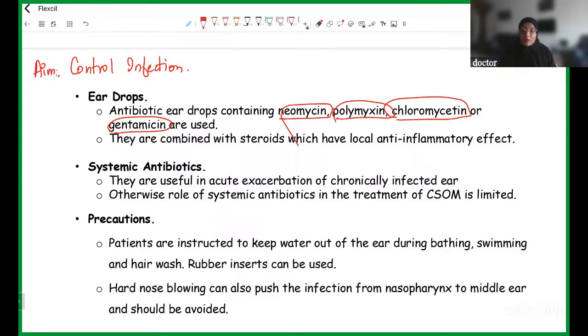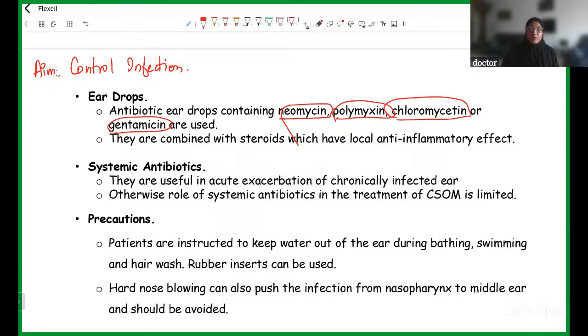Now, systemic antibiotics are only useful in an acute exacerbation of a chronic infection where you see that the patient is having fever and it is involving his systemic metabolism. Otherwise, the role of systemic antibiotics in the treatment of chronic suppurative otitis media is very limited.